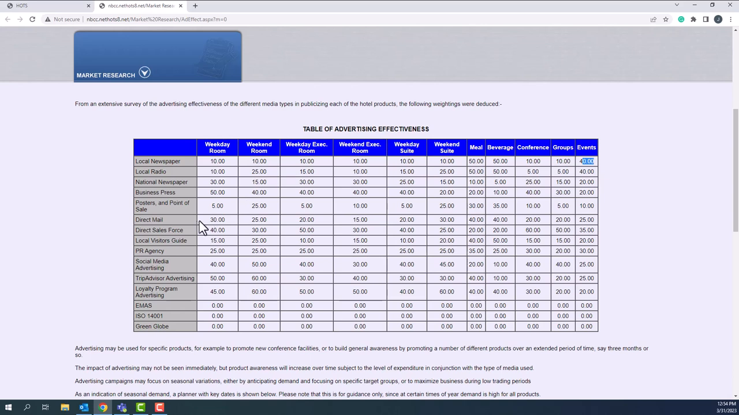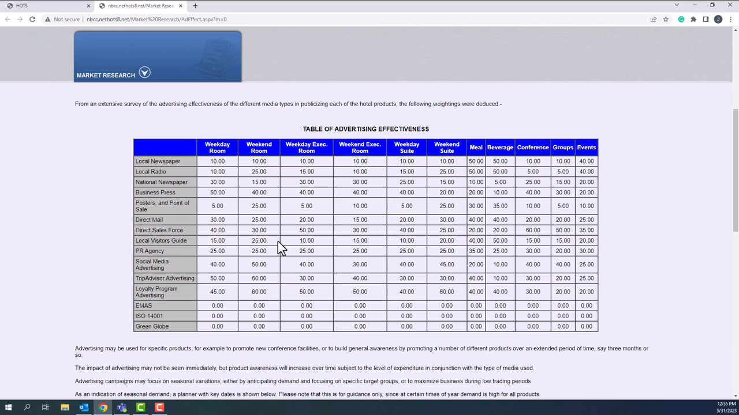Conversely, the direct sales force had some effect on rooms, a large effect on executive rooms, a significant effect on suites, and a huge effect on conferences and groups. You can also see your TripAdvisor and loyalty program are in here. The effect of your PR agency is here. So this tells you what's most effective.